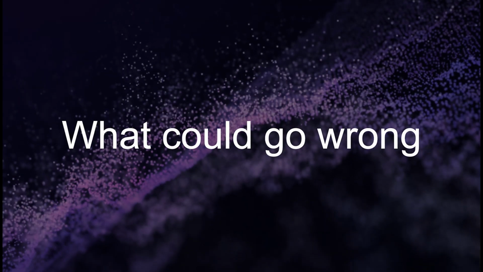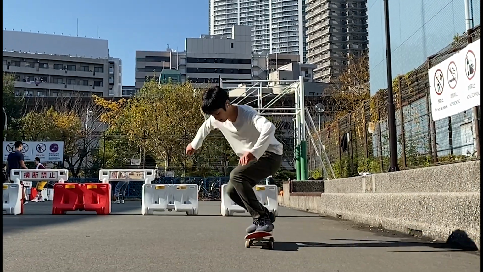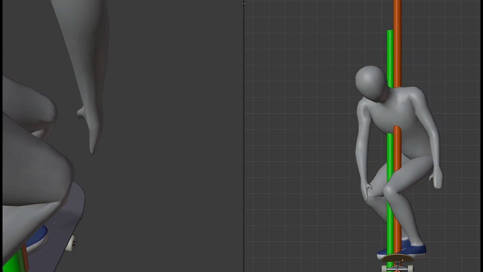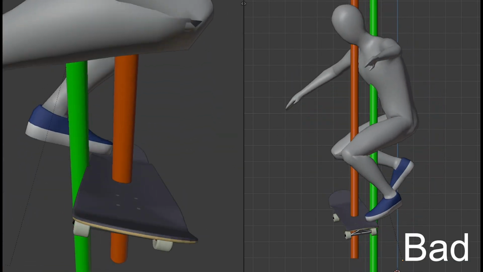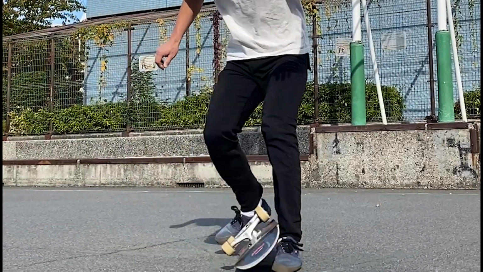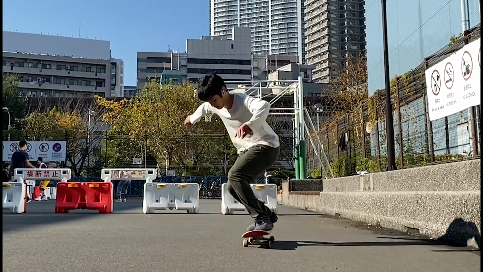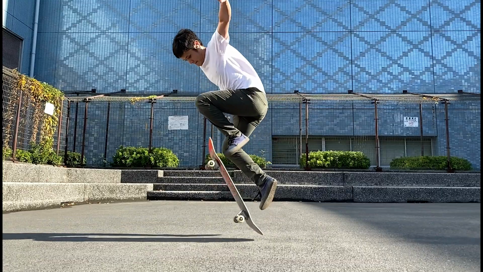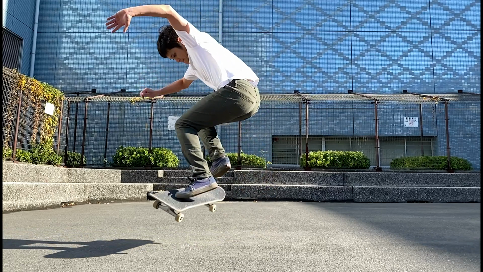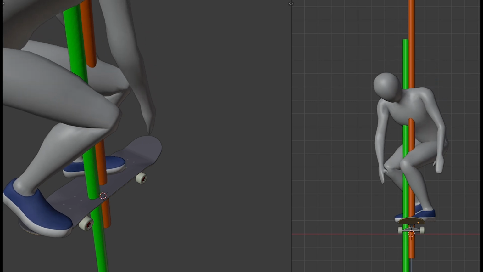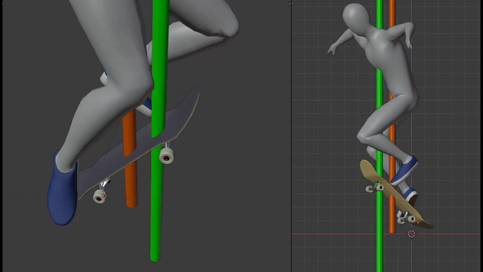Let's also talk about what could go wrong. Sometimes, you may encounter the catch and flip problem. This is because your body is not properly located over your deck. As a result, even when you think you catch your board, since the center of gravity of your body is not aligned with that of your board, you can't bring it below your feet. So if you encounter this, try to shift your weight a little bit further to the toe side.